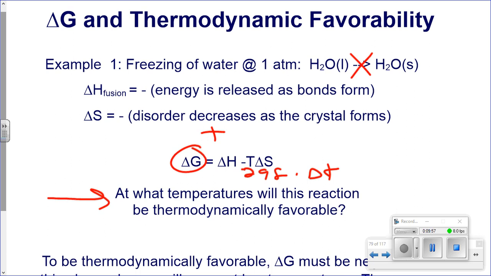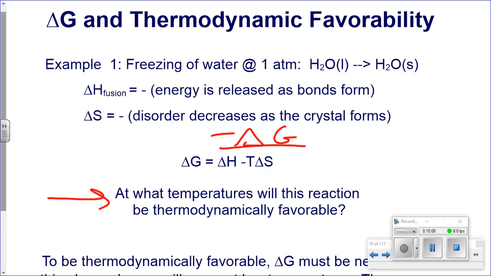Now, when I plug in 273 or lower, then this reaction will come out to be a negative delta G. So again, temperature dependent, and this reaction works because delta G is negative.